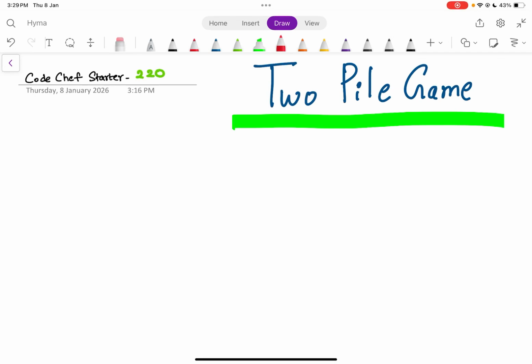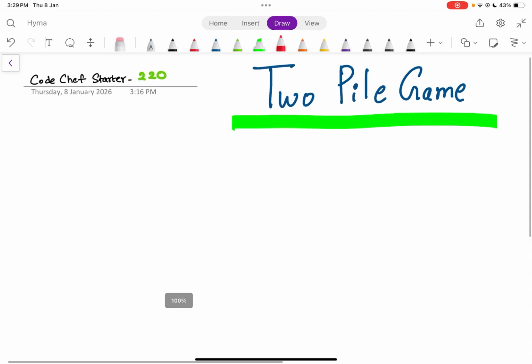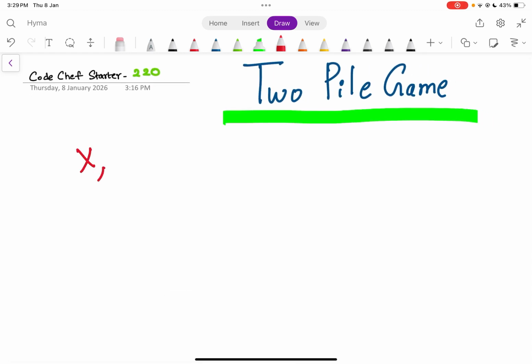Hi guys, let's now discuss a problem, 2 Pile Game, given in the Codechef Starter 220 contest. The problem statement says that there are X biscuits and Y cakes, and Alice and Bob take turns eating them. There are two players who will play this game, Alice and Bob.